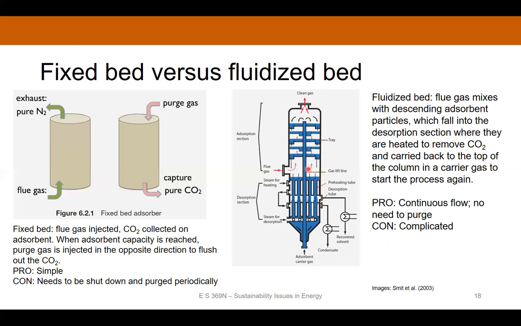And so then what happens is that those particles that contain the adsorbed CO2 will fall down here into what's called the desorption section, where they'll be heated up to cause the CO2 to come out, and then you'll collect the particles and re-inject them at the top. They'll be carried up in this carrier gas to go up to the top. Okay, so it's a lot more complicated, but it does allow for a continuous flow. So there are pros and cons to both of these.